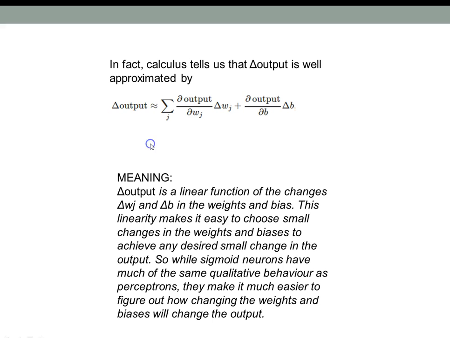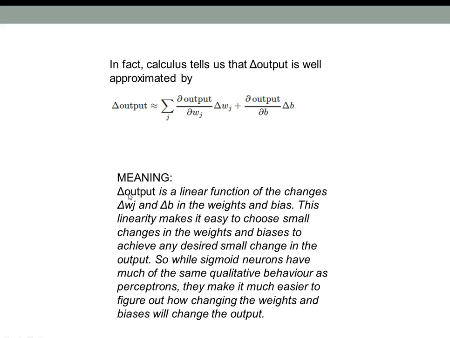In fact, calculus tells us that the output is well approximated by this. We won't worry about this, but the meaning of this is that the output is a linear function of the changes Δw_j and Δb. Linear means that if you make a small change in here, you get a proportional change in here as opposed to a big jump. If this goes from here to here, the change goes only from here to here. It doesn't jump up somehow. That's a consequence of linear. This linearity makes it easy to choose small changes in the weights and biases to achieve any desired small change in the output.